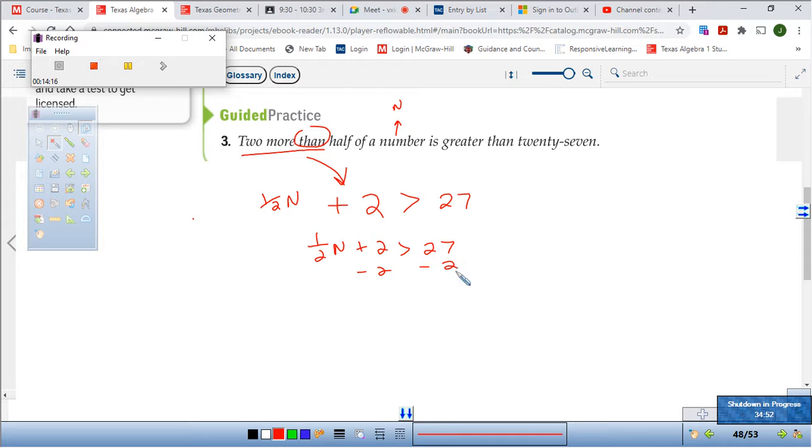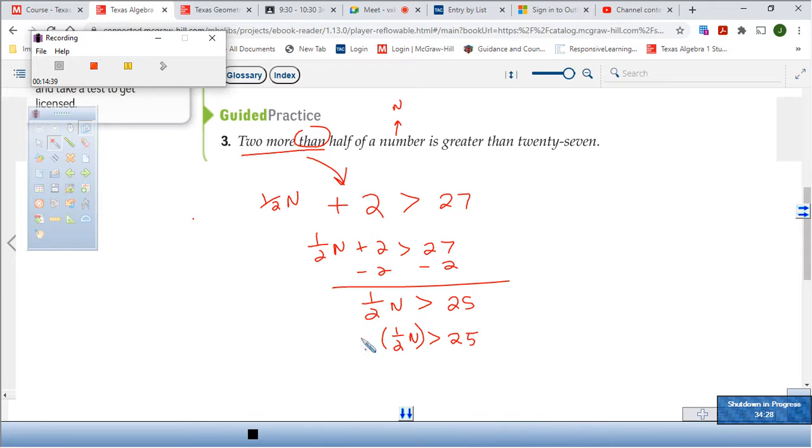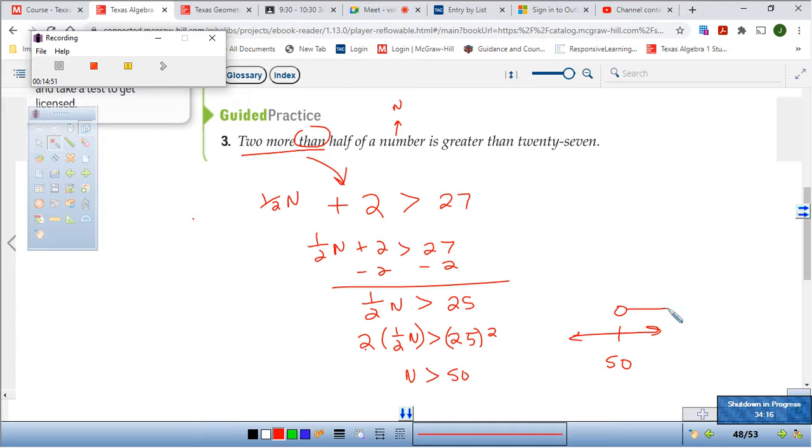So we're going to minus 2, cancel that. We're going to go with 1/2 n greater than 25. 1/2 n is greater than 25. What do I do here? If anybody says divide by 1/2, you're right, but you're wrong. Always, in my opinion, multiply by the reciprocal. 2 over 1. 2 over 1 is just what, 2? These cancel out. N is greater than 50. Going to the right. Not shaded in. No equal sign. And there it is.